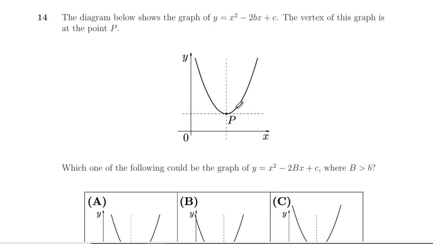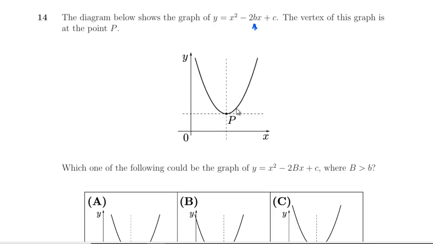14. The diagram below shows the graph of y equals x squared minus 2bx plus c. The vertex of this graph is at the point P. Okay, which one of the following could be the graph of y equals x squared minus 2 capital B x plus c? Right, so they've increased the value of this thing. So what's going to happen on that?